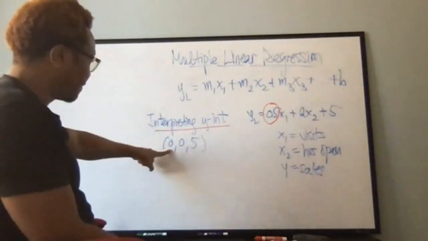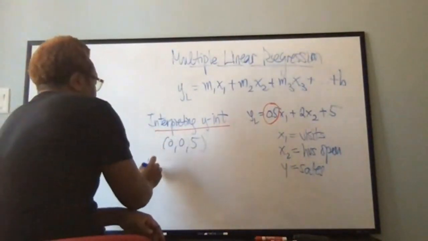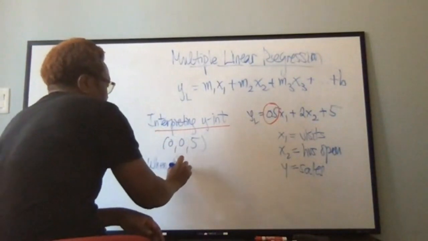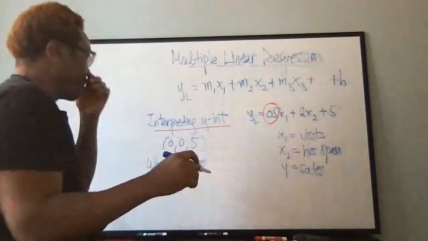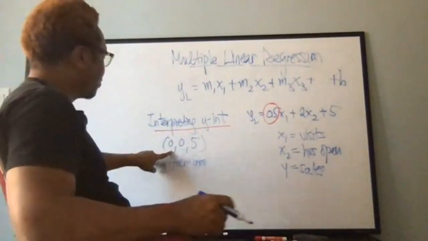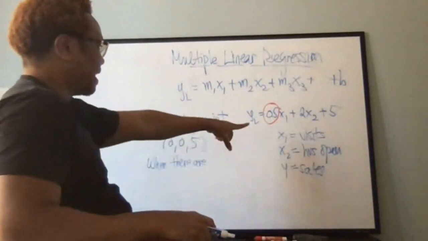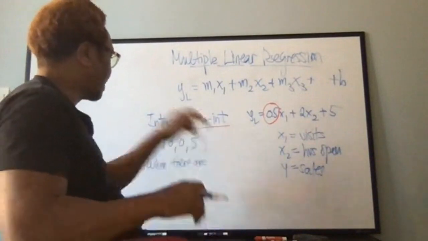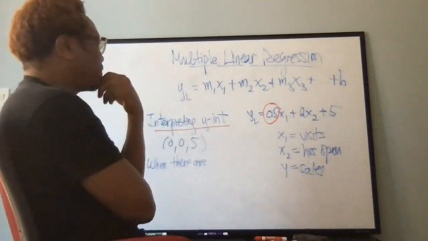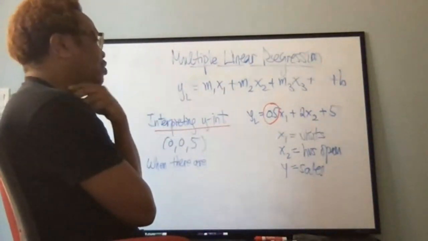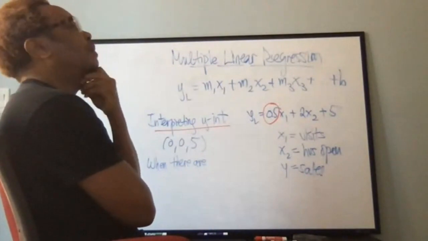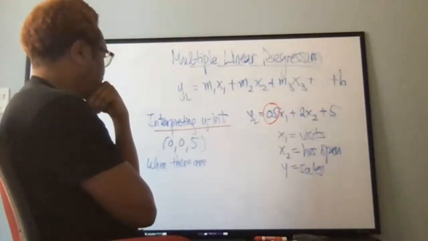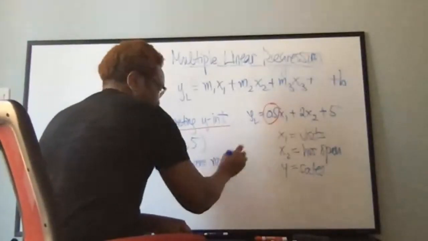Interpret this first 0. How would you interpret this first 0, given that x1 is this, x2 is this, and y is this? When there are what? Put 0 in, how do you interpret 0 in that visits column? When there are no customers, no customers have visited the store. Okay, or I'm just going to say when there are no visits, all right?